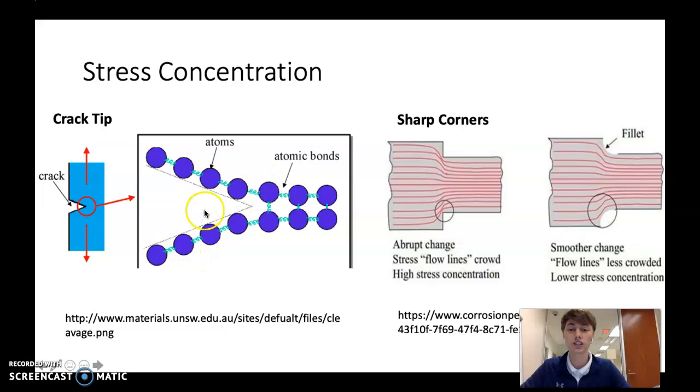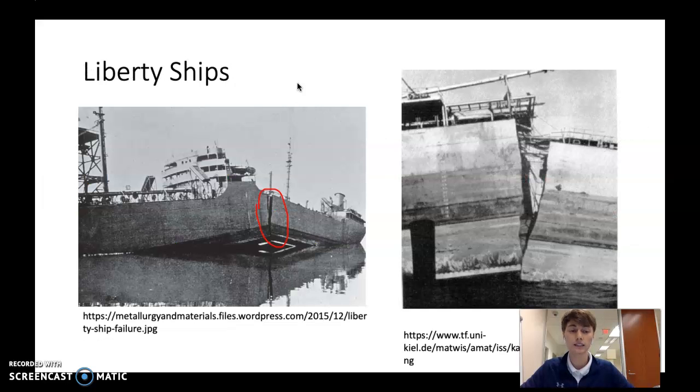Another flaw type is stress concentration. Stress concentration occurs at cracked tips and sharp corners. As seen here, when a force is applied to a material, stress concentrates at these points, making it easier for cracks to propagate through a material. An example of these two flaw types are Liberty ships.